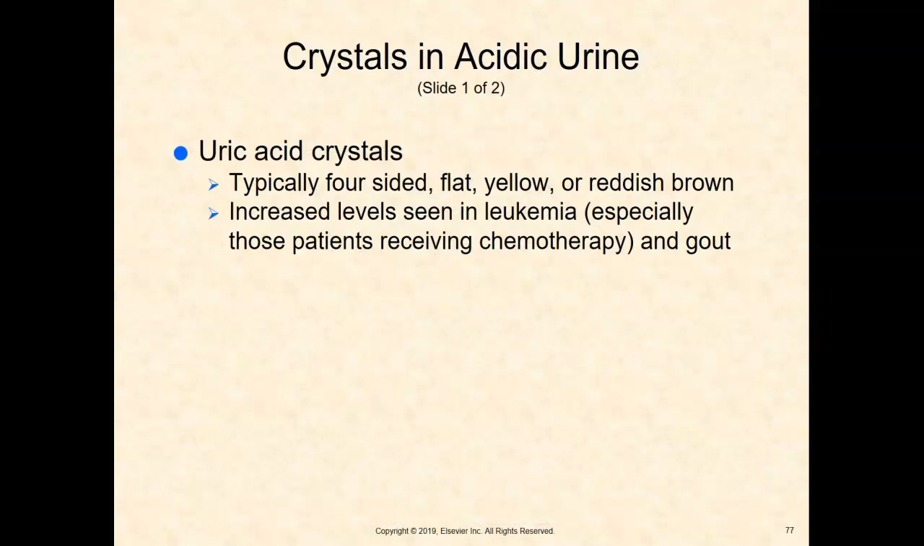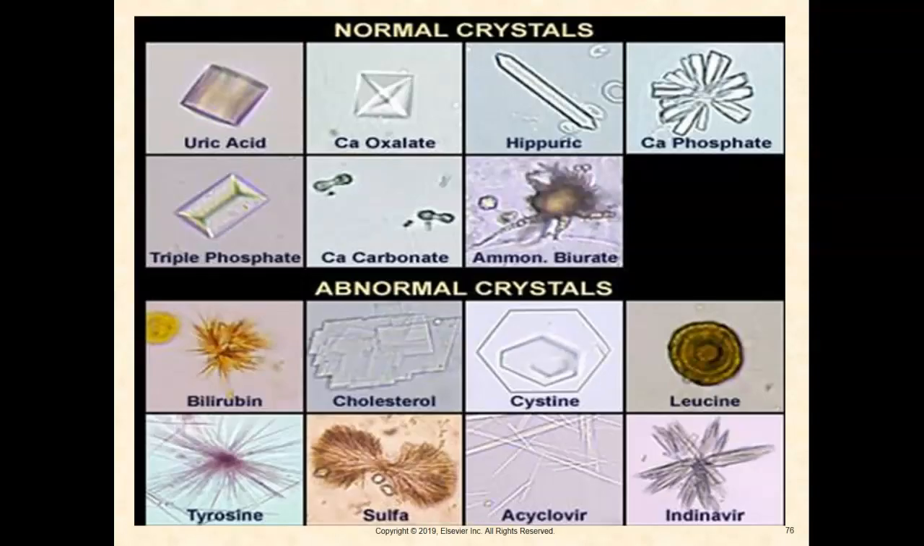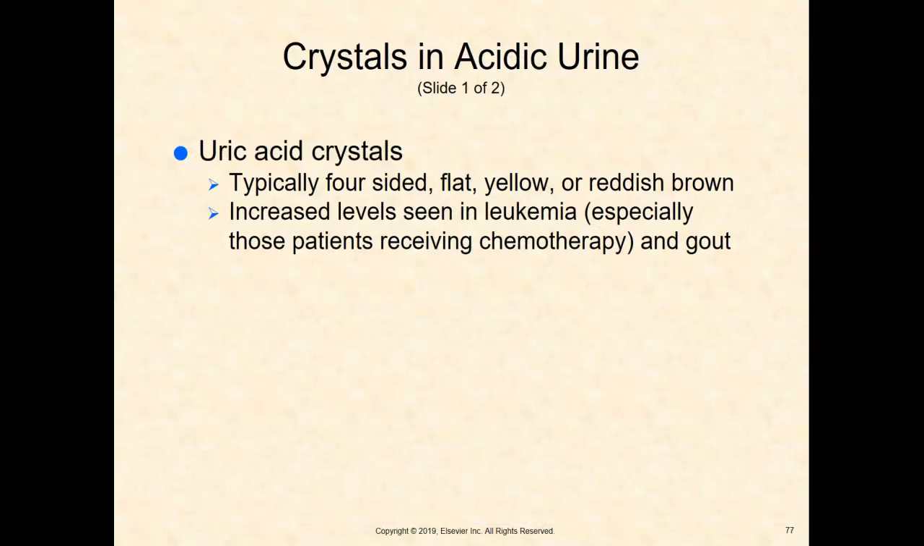All right, so let's look at uric acid crystals. These ones typically have four sides. They're flat, yellow, reddish brown. We can see them in leukemia and especially in people with gout. Okay, so going back up, uric acid is this one in the top left corner here. Gout is something where people have difficulty processing purine nucleic acids from the breakdown of DNA and things like that, just a normal cellular process. And that stuff can build up in your joints and cause gout, which is quite painful, but we can also find those crystals in the urine of those patients.